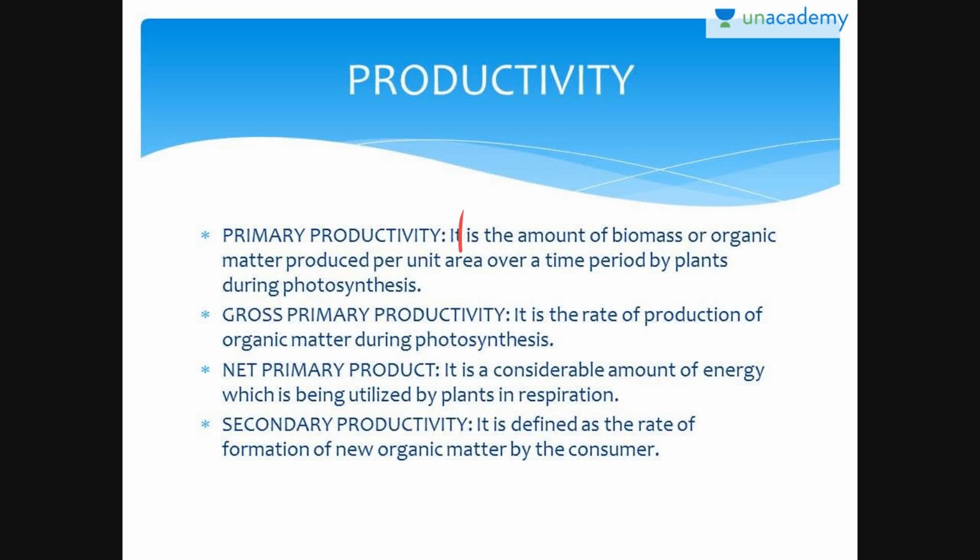Primary productivity is the amount of biomass or organic matter produced per unit area over a period of time by plants during photosynthesis. Gross primary productivity is defined as the rate of production of organic matter during photosynthesis. Net primary productivity is what remains after a considerable amount of energy is utilized by plants in respiration. Secondary productivity is defined as the rate of formation of new organic matter by the consumers.